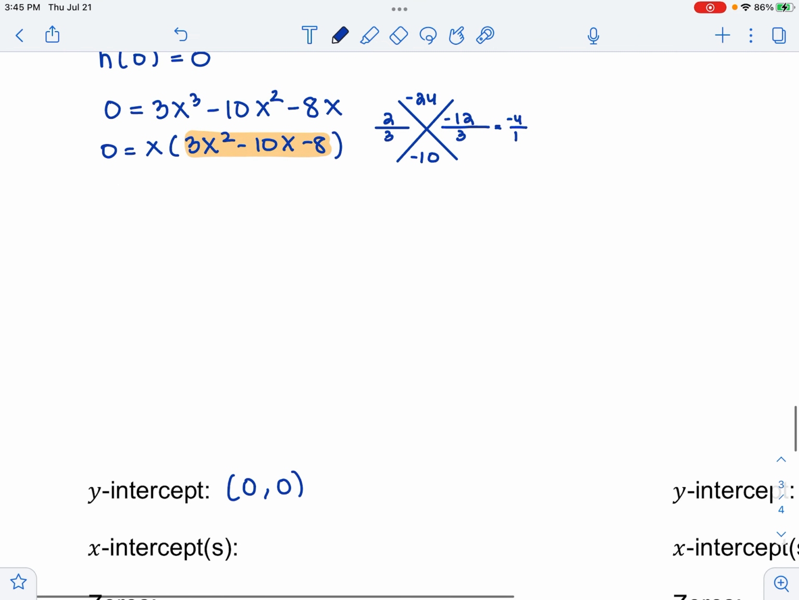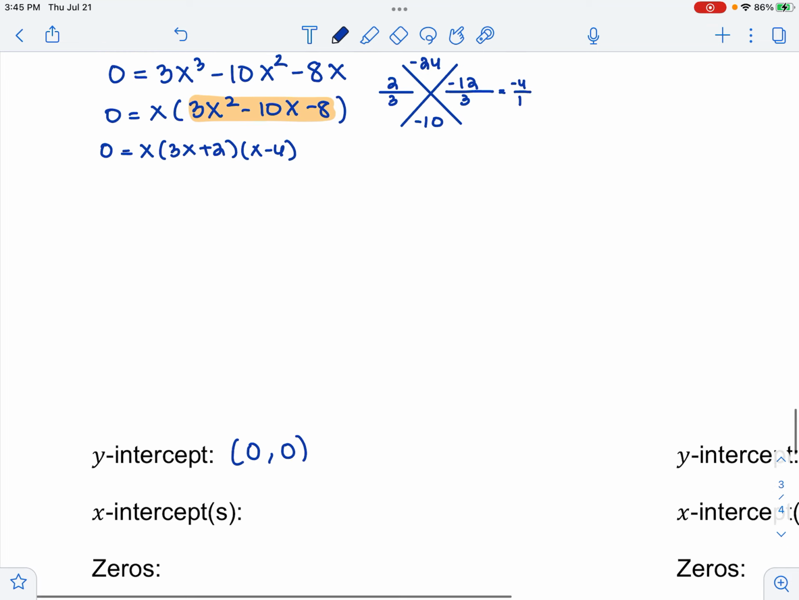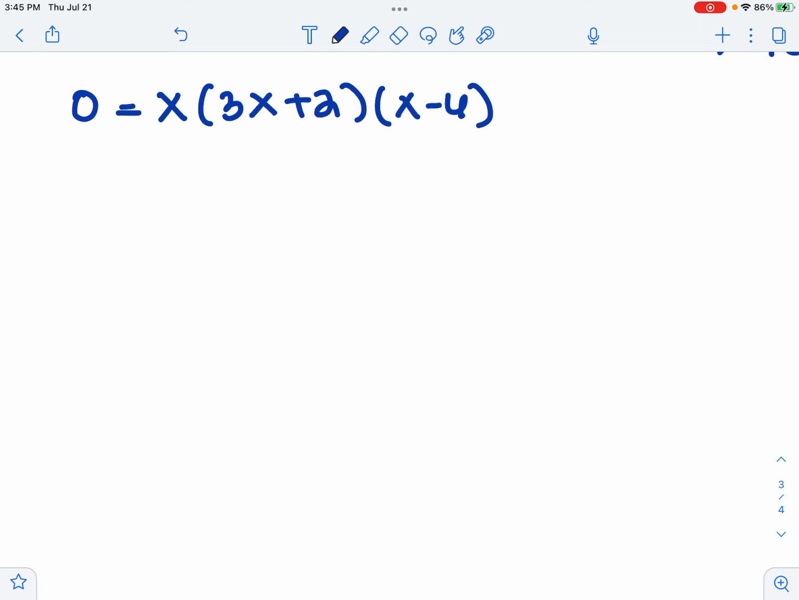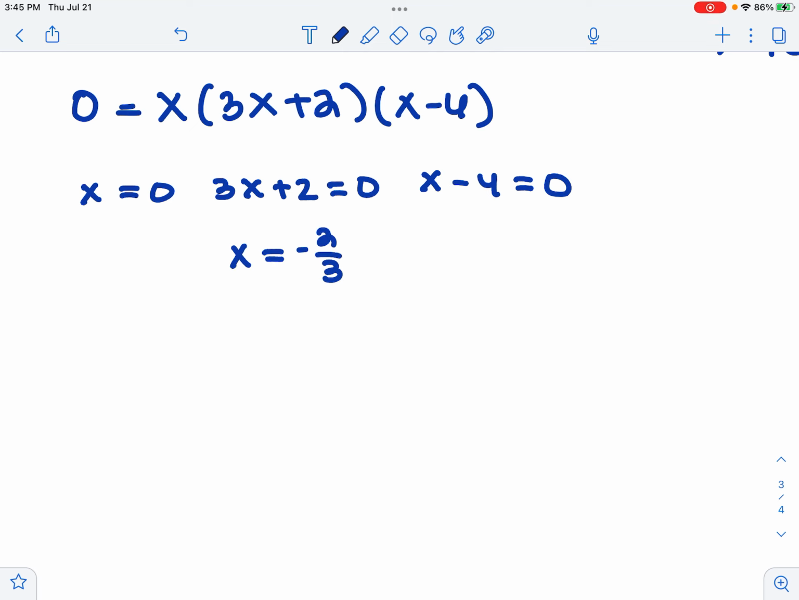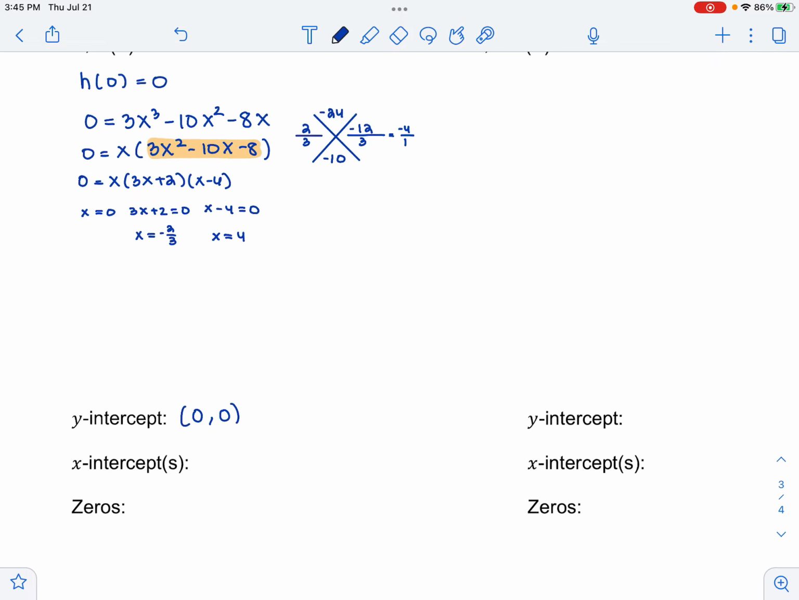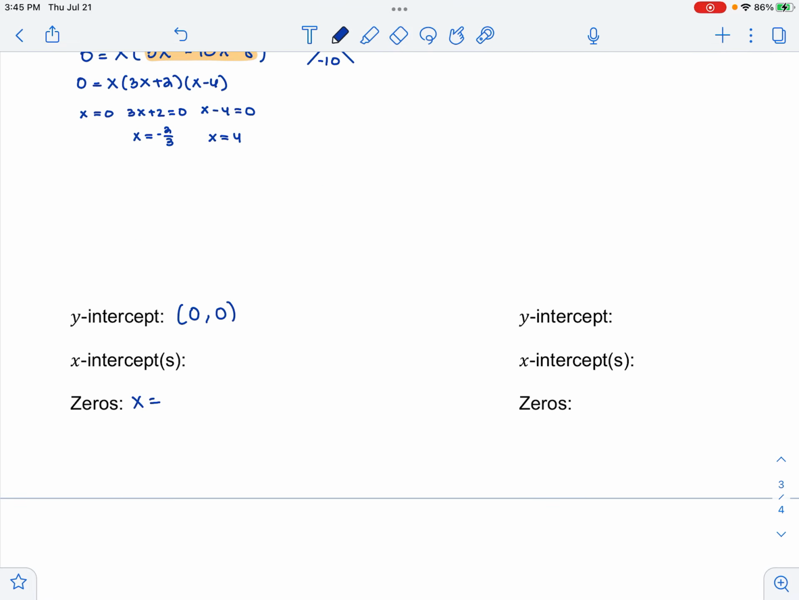All right, so writing my factors upside down, I have 0 equals, don't forget your 0 equals, x times 3x plus 2 times x minus 4. Set each of your factors equal to 0 and solve. x equals 0, 3x plus 2 equals 0, x minus 4 equals 0. x equals 0 is already solved. Second equation, subtract 2, divide by 3: x equals negative 2/3. Third equation, add 4: x equals 4. So I have 3 zeros: x equals 0, x equals negative 2/3, and x equals 4.